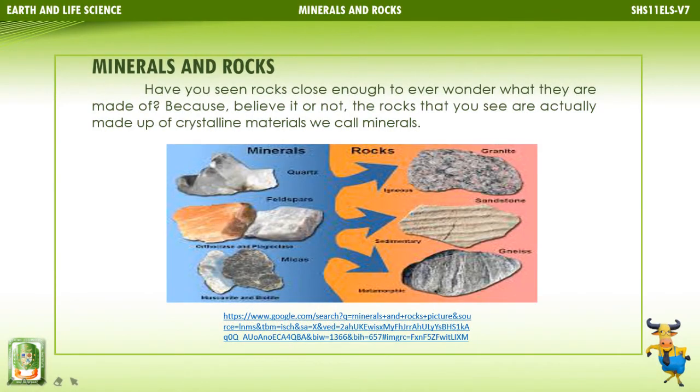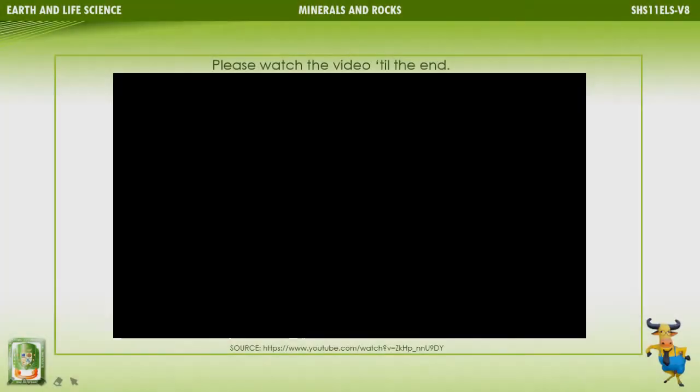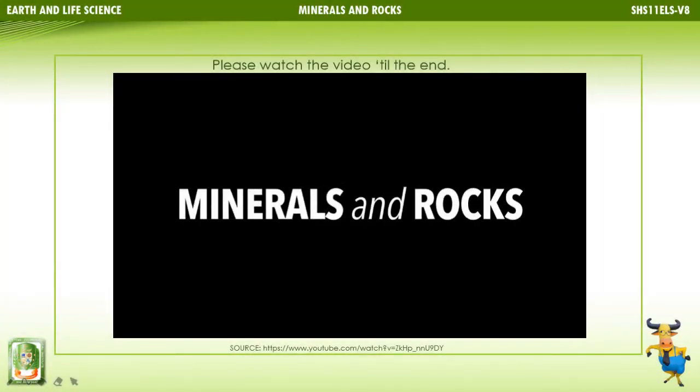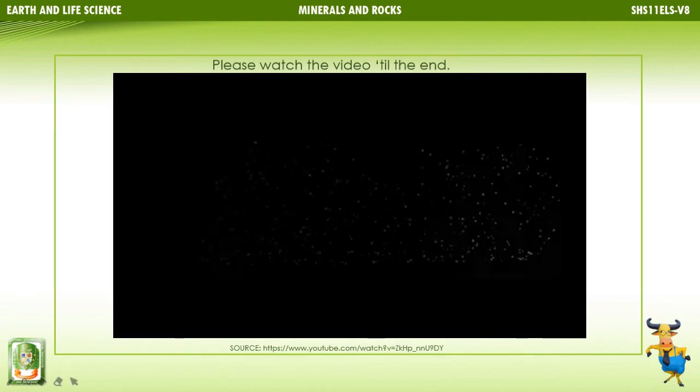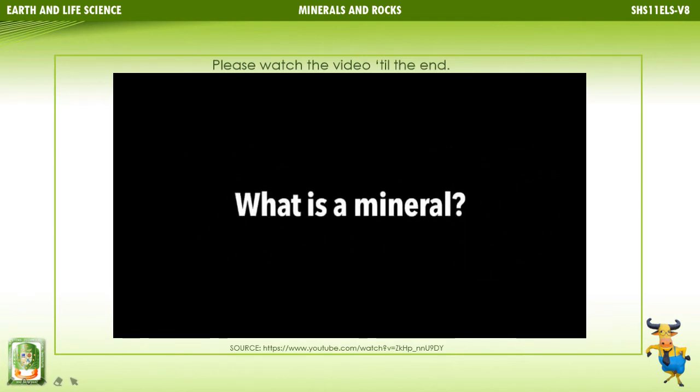Minerals and rocks. Have you seen rocks close enough to ever wonder what they are made of? Because, believe it or not, the rocks that you see are actually made up of crystalline materials we call minerals. Minerals and rocks. Let's get started. So, what is a mineral?